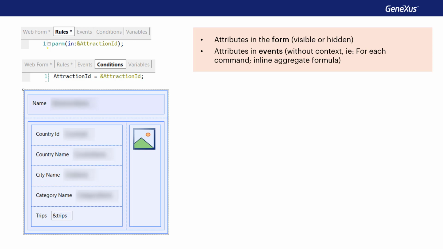That is to say, attributes that do not have a specific navigation context that explains them, as would be the case of attributes within a for each command, or within the calculation of an inline aggregation formula, for example, because the navigations for those attributes will be determined precisely by the for each command or by the formula, respectively.